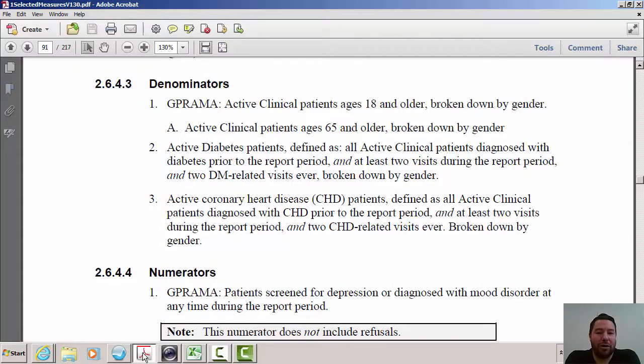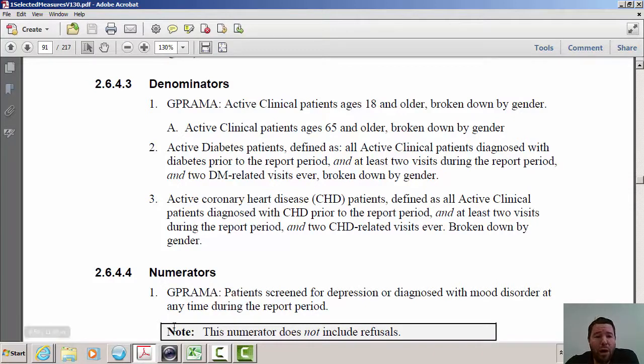We're working on the health bundle right now. One of the ones we're going to want to look at is GPRA Depression. Now, this is an important one. This is a GPRA MA measure, so this is one of the four that they report to HHS. So let's take a look at this and dig in on it a little bit.